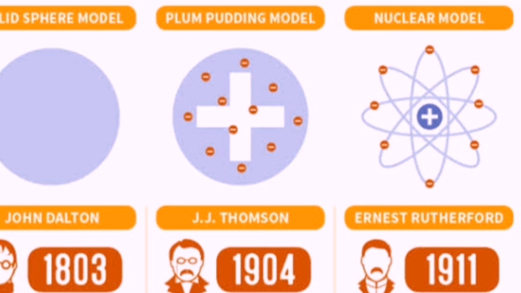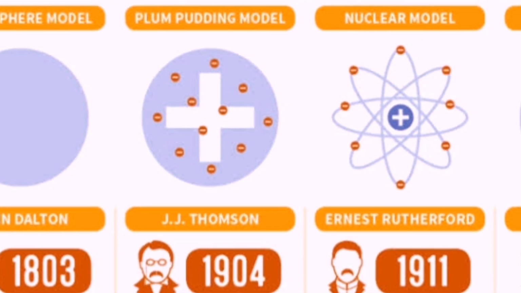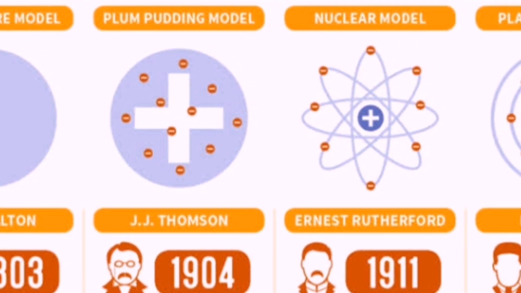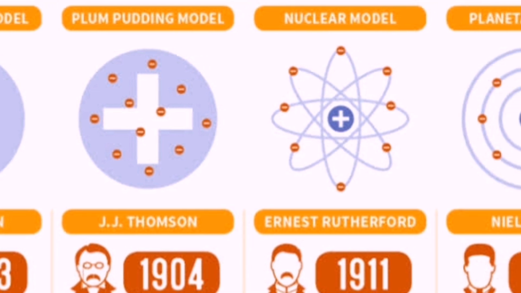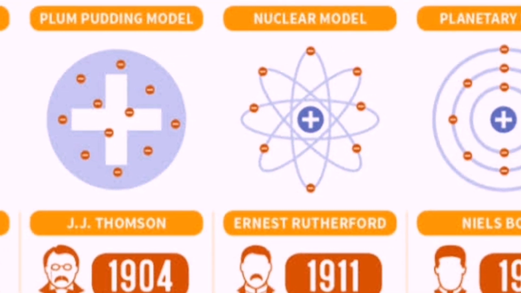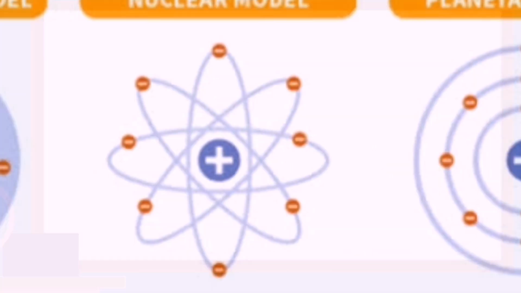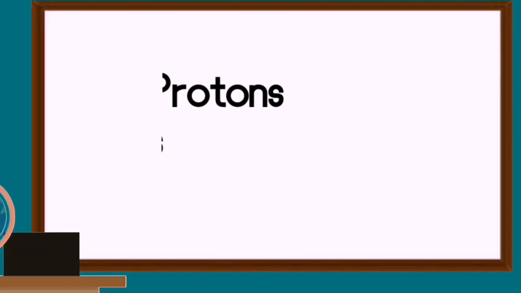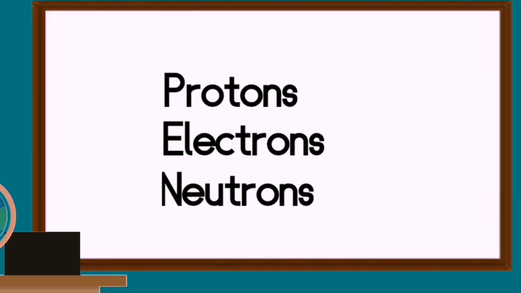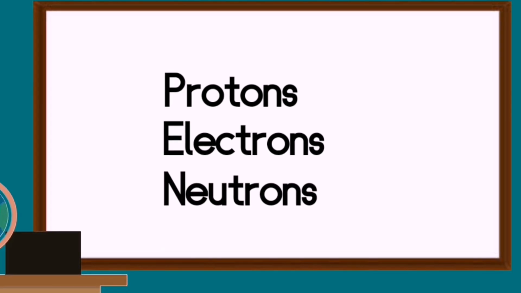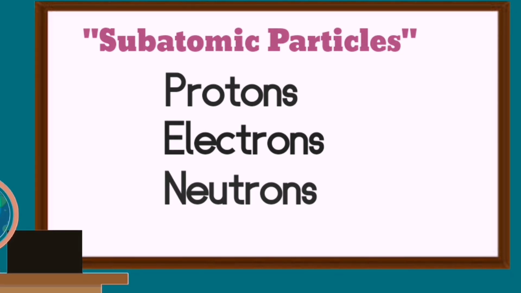From experiments conducted in the later part of the 19th century to the early half of the 20th century, scientists collected evidence that the atom is composed of three types of particles, namely protons, electrons, and neutrons. These components of the atom are collectively referred to as subatomic particles.